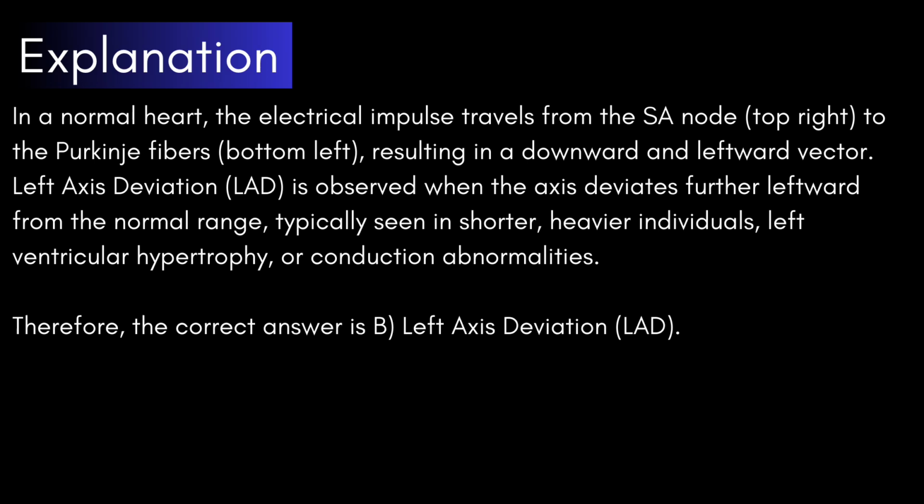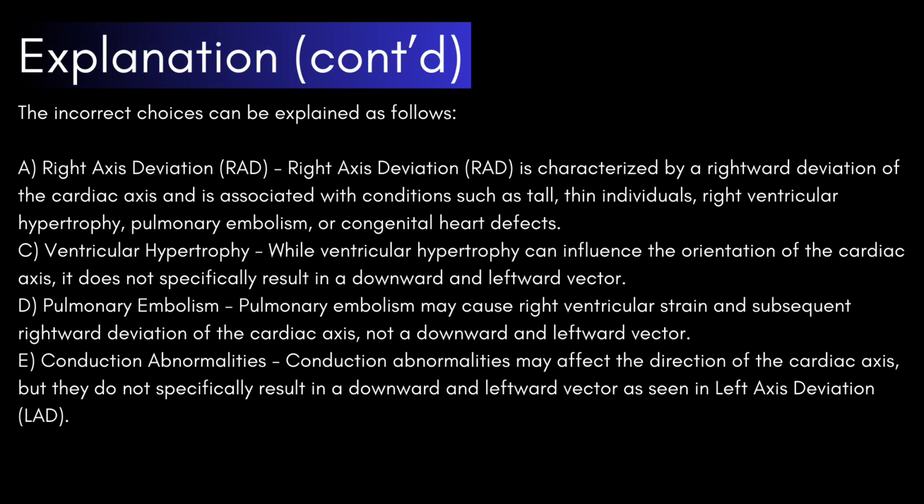All right, let's go ahead and see why the other answer choices are incorrect. The incorrect choices can be explained as follows. A, right axis deviation, RAD. Right axis deviation, RAD, is characterized by a rightward deviation of the cardiac axis and is associated with conditions such as tall, thin individuals, right ventricular hypertrophy, pulmonary embolism, or congenital heart defects.